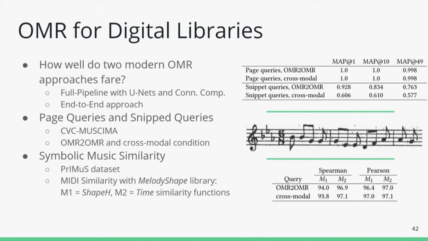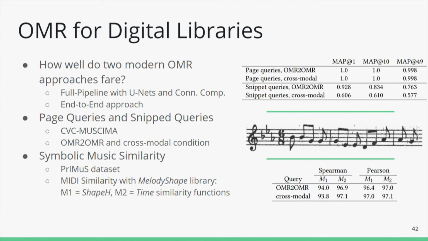So that worked really well, especially for the page queries. That's fairly easy because the sequence is very long and you can very well find duplicates. For snippets, you can immediately see that the performance decreased a little bit. So it was still fairly good, but not as good as the page queries. Next, we had a question of how similar things are.